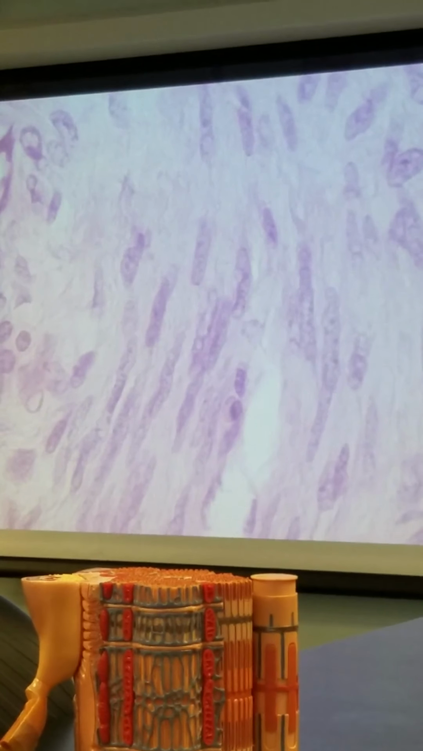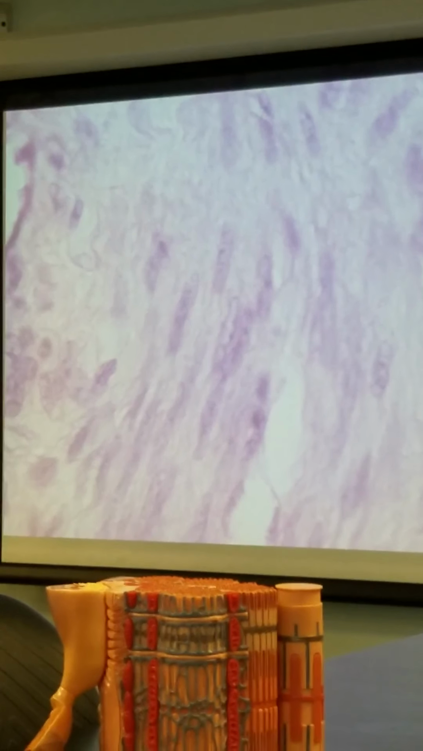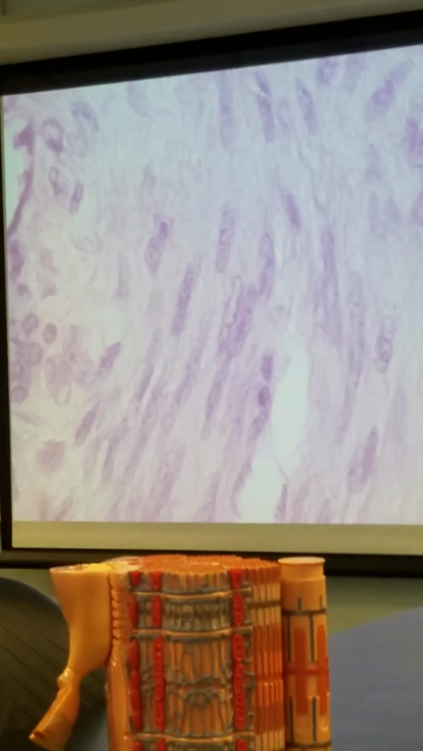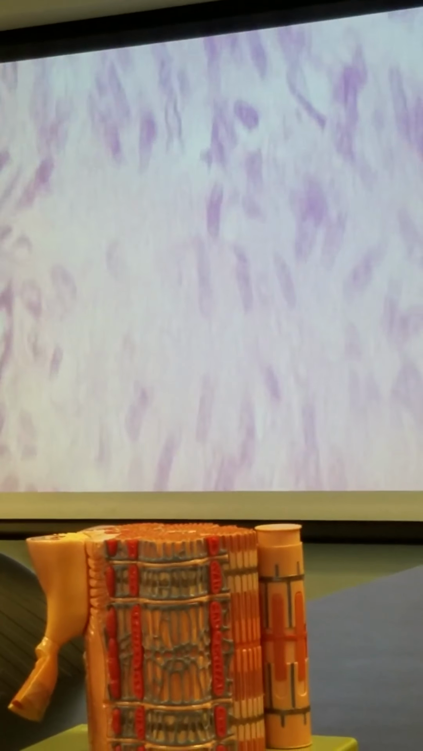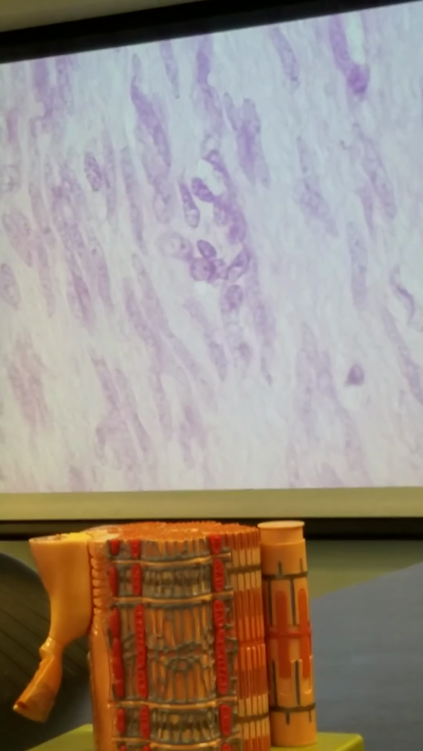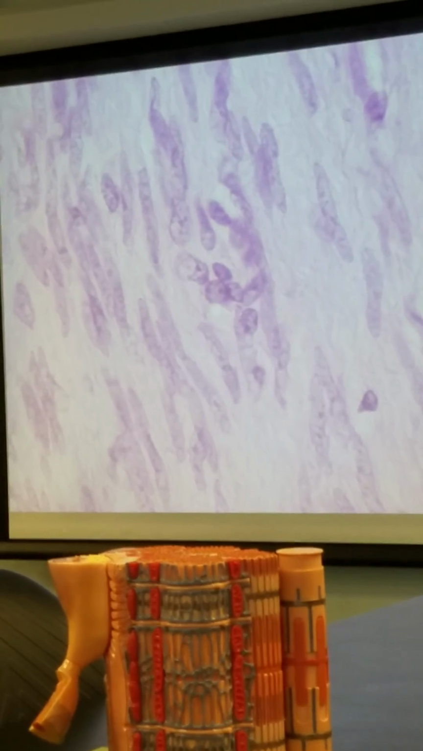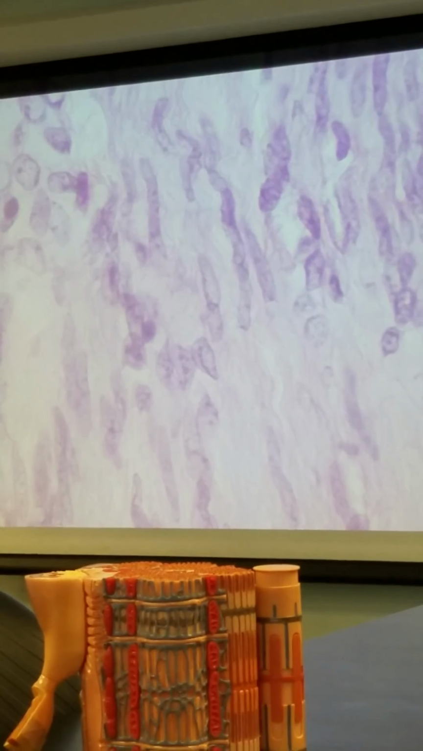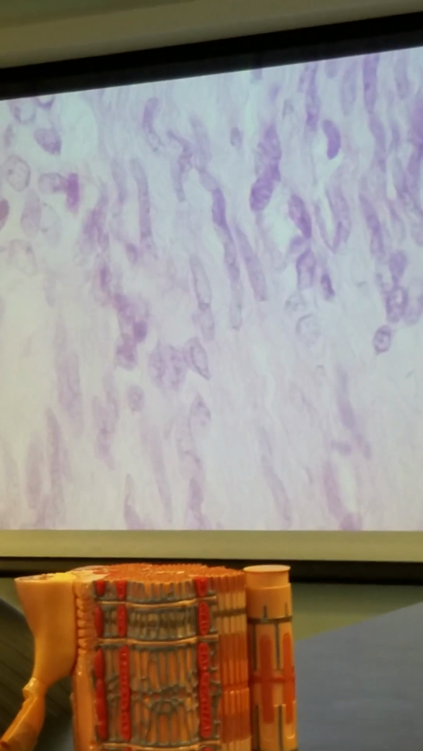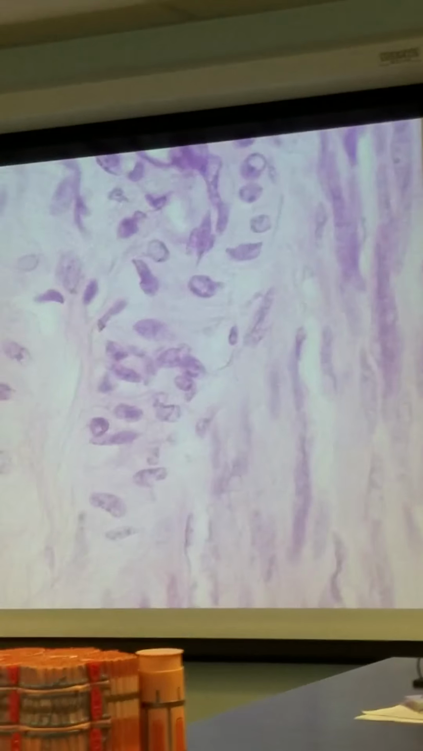When I increase the magnification to high dry, so we're looking at 400 times magnification now, we can again see the round nuclei and the elongated mitochondria within the cells. But again, we see absolutely no striations. We see a little bit of fibers in there, but absolutely no striations. The proteins in smooth muscle are organized differently than those of skeletal muscle, so they lack the striations.